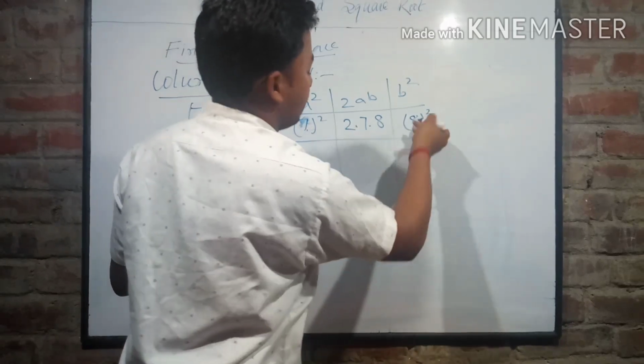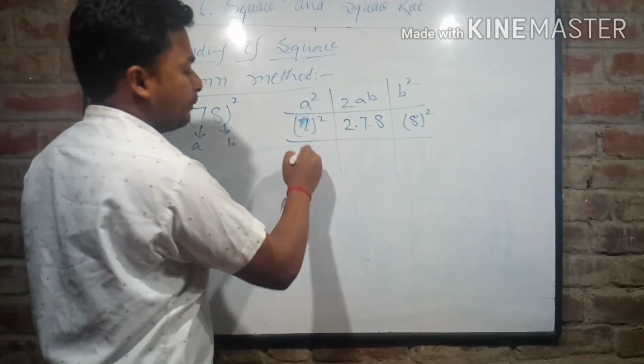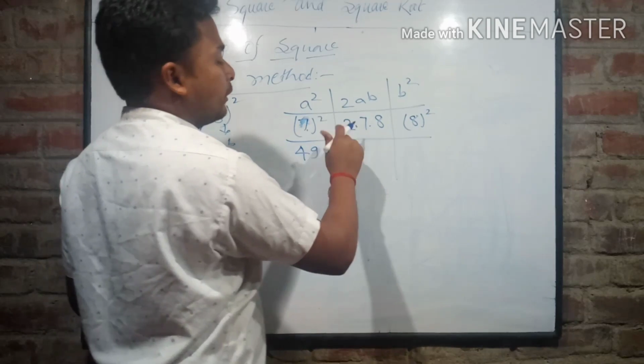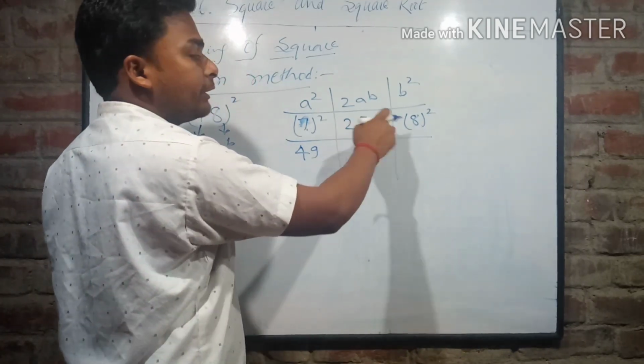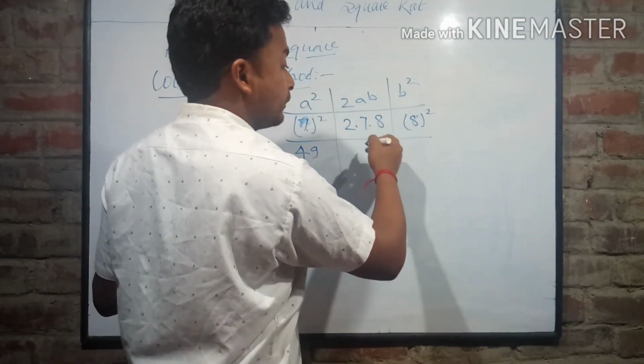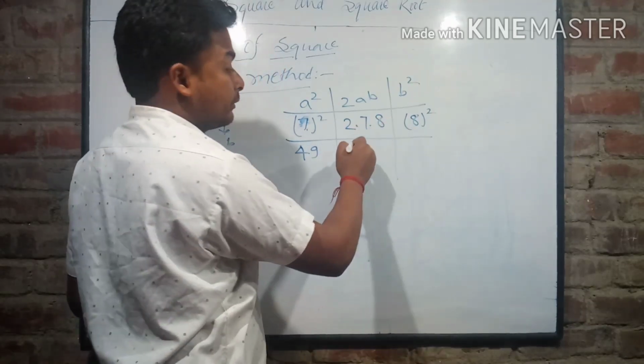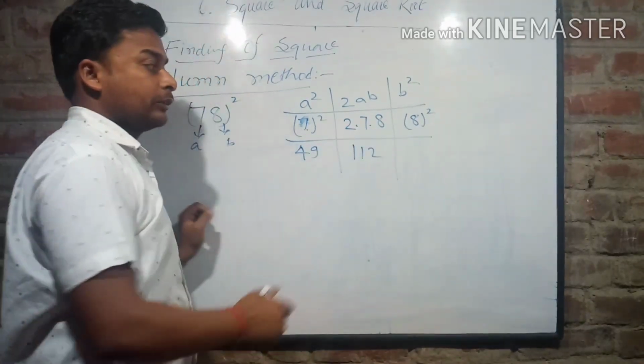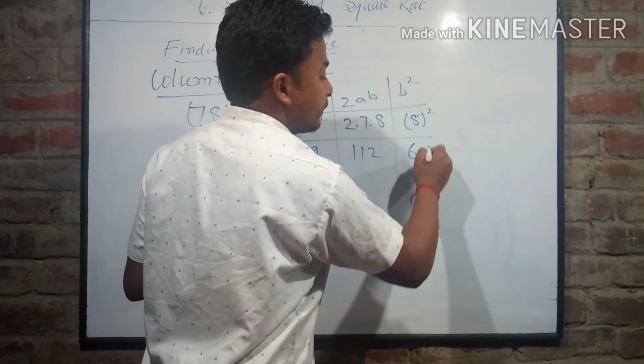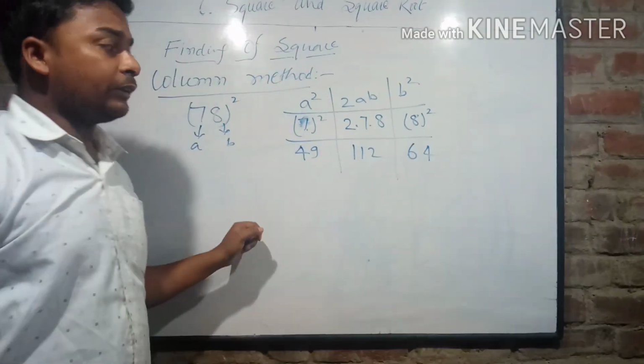What is the final result of all these three? 7 square can be written as 49. 2 into 7 is 14, 14 times 8 is 112. And 8 square is 64. Is it clear to everyone?